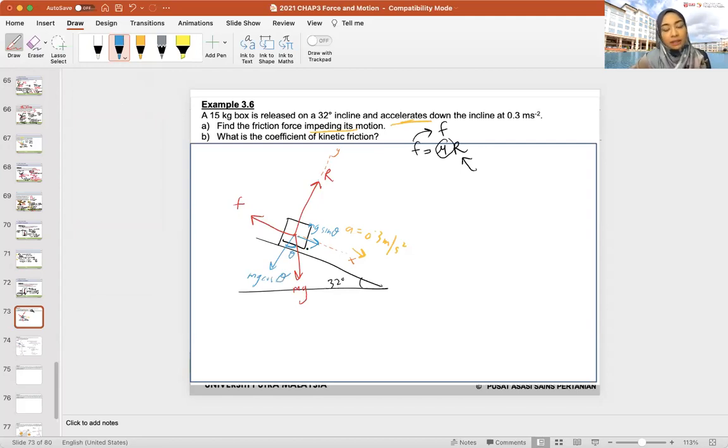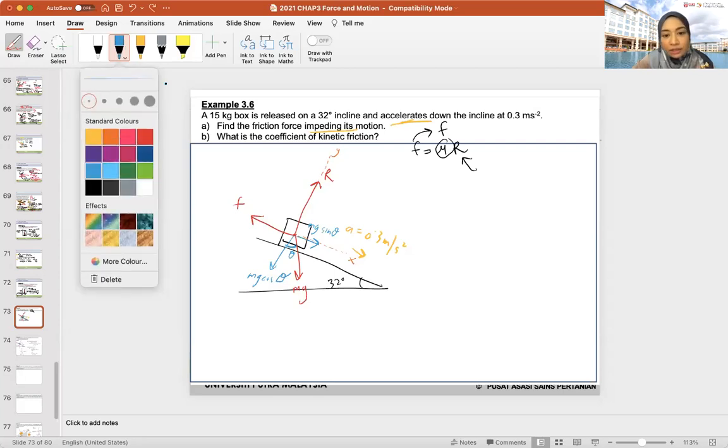Kita dah buat ni banyak kali untuk equilibrium. Perbezaan kat sini ialah, kenapa saya buat bulat di situ? Perbezaan kat sini ialah we have acceleration. Therefore, our net in the fx is not equal to 0. That's the only difference. Your free body diagram is basically the same as an equilibrium problem.